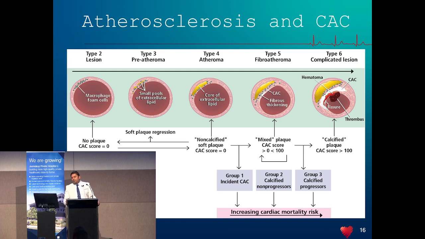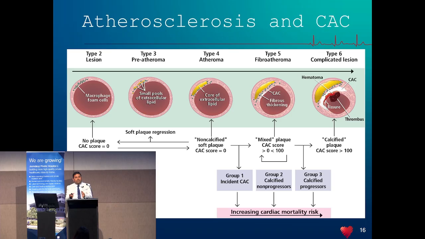Our aim is to detect patients when they are at the type 4 or type 5 phase, where we can identify either microcalcification or early low-grade calcification, so that we can direct the patient that, hey, you've got high risk or you've got moderate risk. In your 5 years or 10 years lifetime, you're probably going to have a 10% risk of having a cardiovascular event.